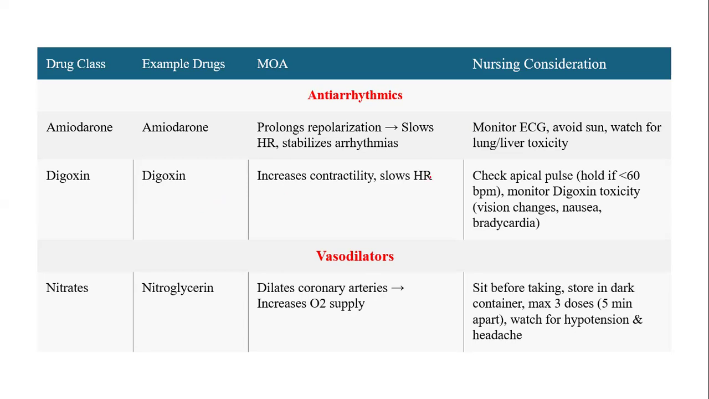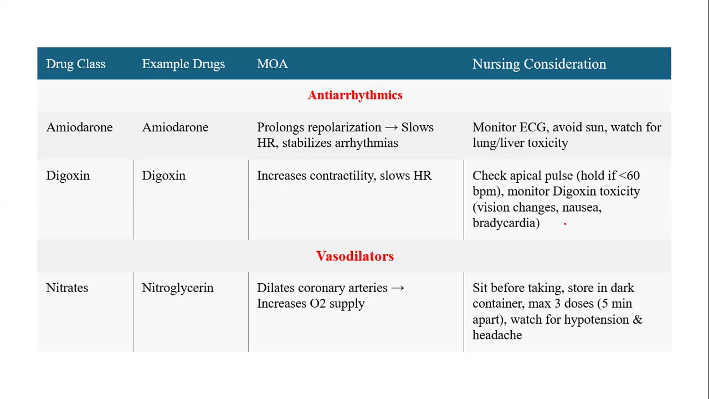So what we need to do, or what are the nursing considerations? Check apical pulse. So we can hold this medication if the heart rate is less than 60 beats per minute. Monitor digoxin toxicity. With toxicity, you can have symptoms like blurred vision and nausea or bradycardia. So these are the nursing consideration, and then NCLEX can ask questions about these things.